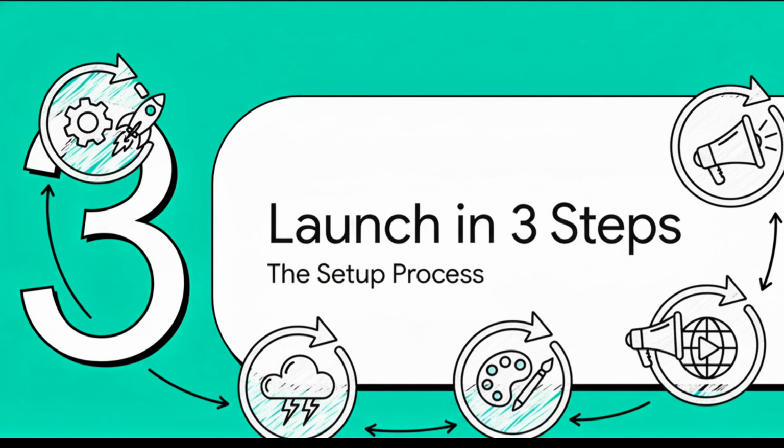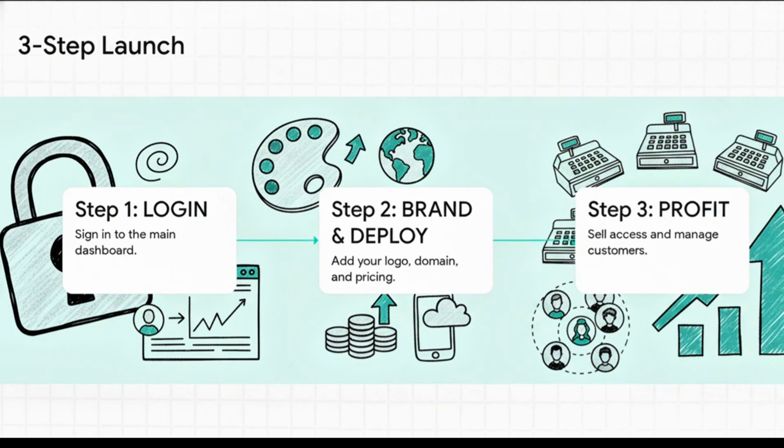And a huge part of the sales pitch is how simple this all is. The claim is that you can get your entire platform launched in just 3 steps. So let's see what they are. And here you go, the 3 steps. Step 1, just log in. That's it. Step 2 is where you do the branding. You add your logo, you hook up your domain, you decide what you're going to charge. And step 3, well, that's where you start to profit, right? You're selling access and managing your new customers.